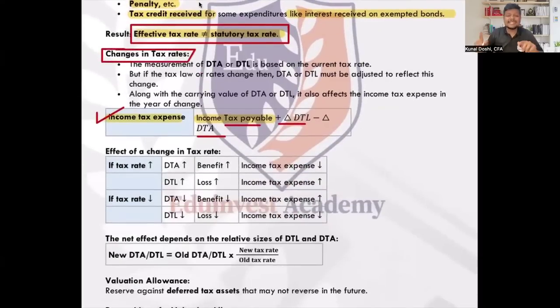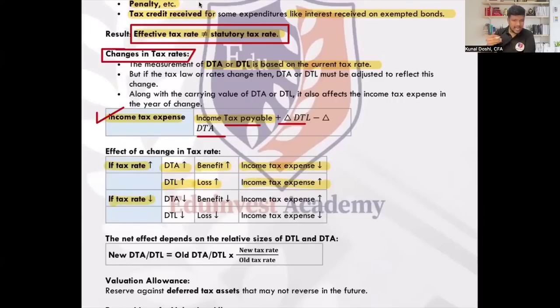What if the tax rates increase or decrease? Well, if the tax rates change, DTA and DTL both will change. For example, if the tax increases, DTA and DTL both will increase. What do you want to increase? You want the DTA to increase or DTL? Well, you want DTA to increase. If DTA increases, that's a benefit. And if there is a benefit, what will happen to your income tax expense? It will go down. But if the DTL increases, it's a loss and your expenses will go up.